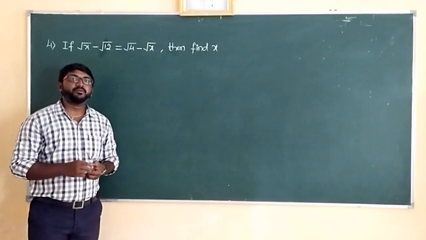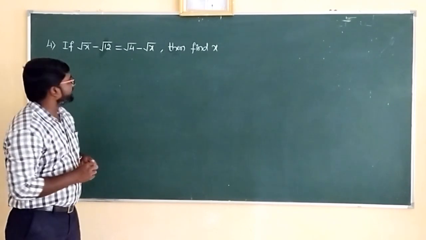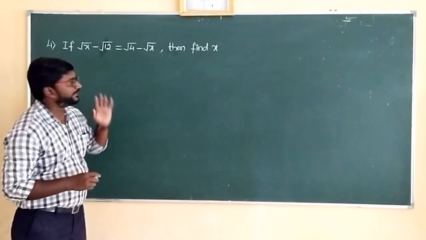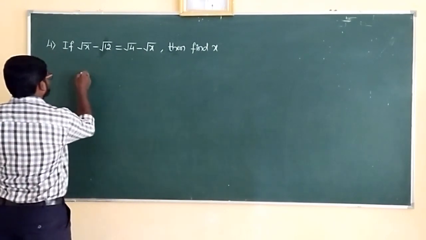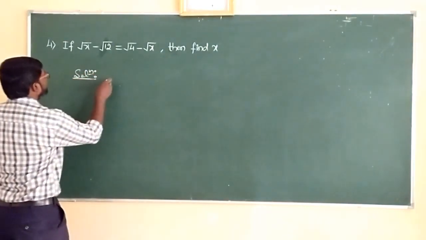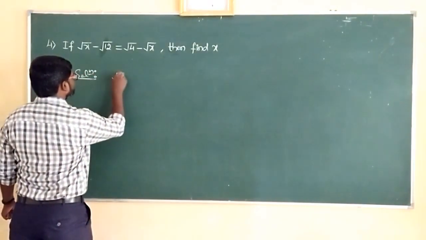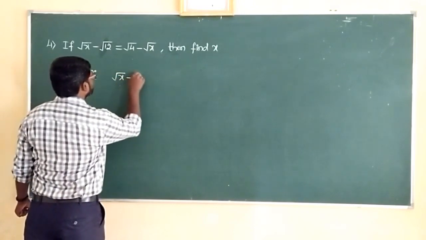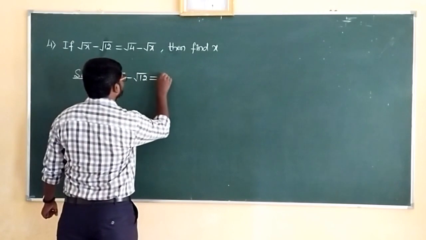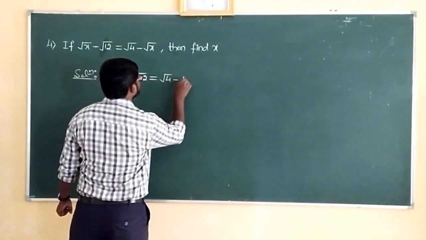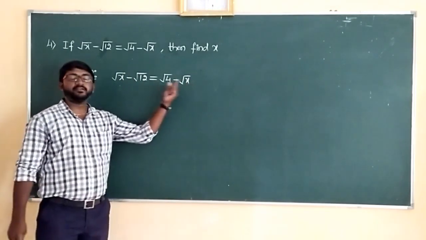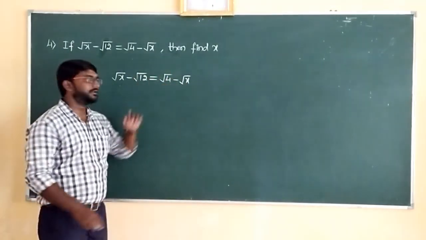Well, the next problem it is, if root x minus root 12 is equals to root 4 minus root x, then find the value of x. So let us go ahead with the solution. Let me write the given question. Root x minus root 12, this is equals to root 4 minus root x. So now I take minus root x to the LHS and minus root 12 to the RHS.